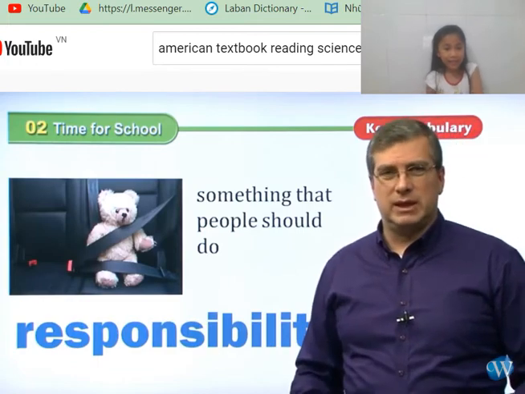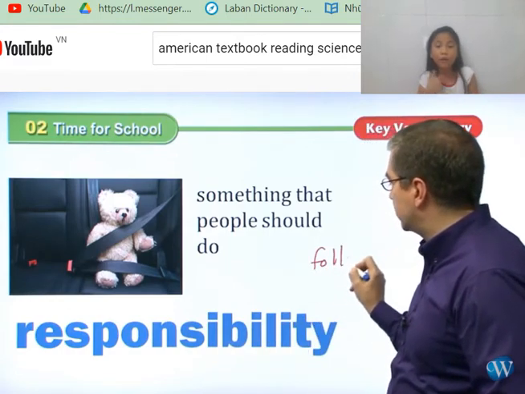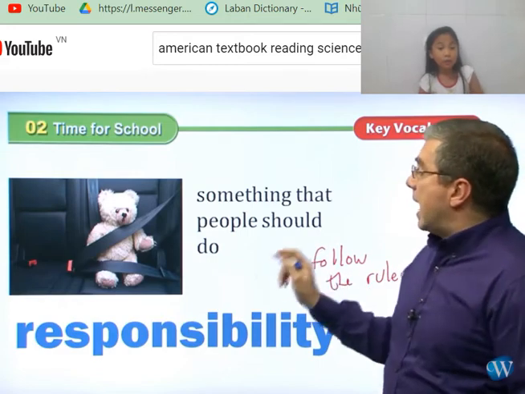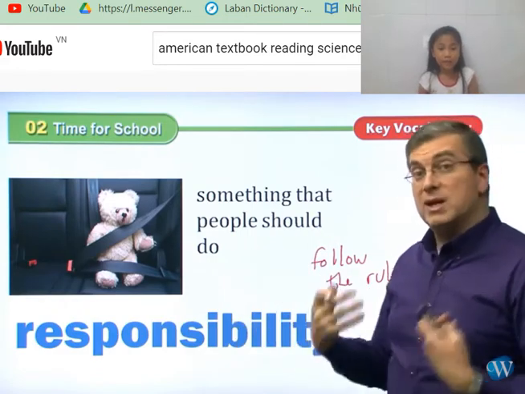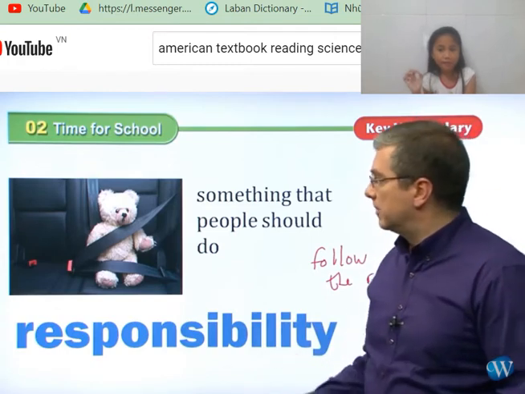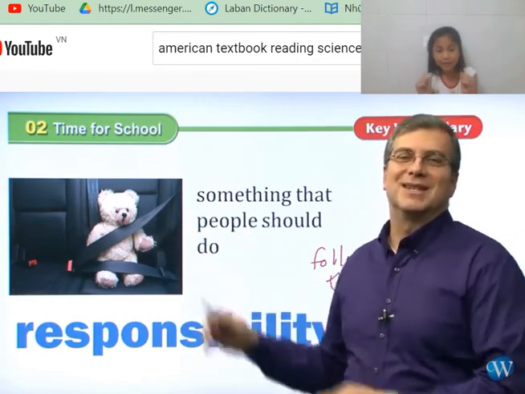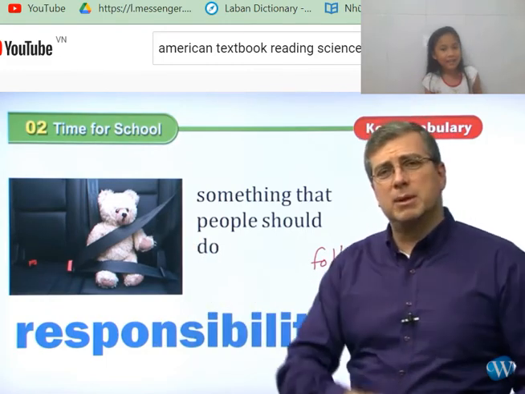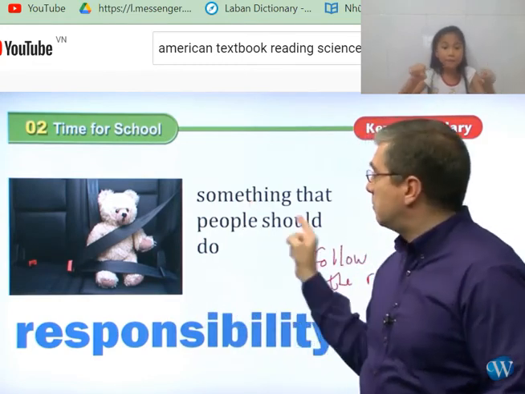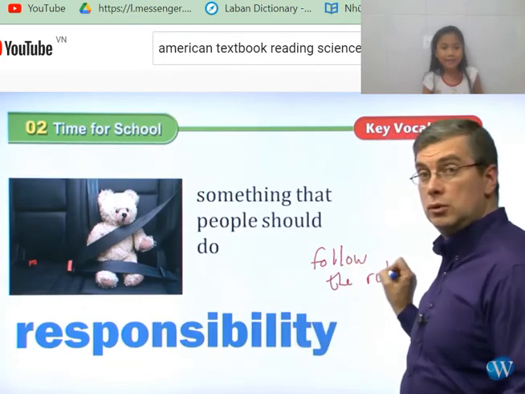The next one, responsibility. Responsibility is something that people should do. They should do it by themselves. They follow the rules and the laws, right? We'll talk about the word follow next time. But now we'll talk about responsibility. Sometimes people should do that thing by themselves, without other people reminding them, right? Responsibility is things that people need to do by themselves. Like this teddy bear, he's using his car belt so that he won't fall when he is driving too fast or stopping in a very short time. He won't be hurt with this seat belt.